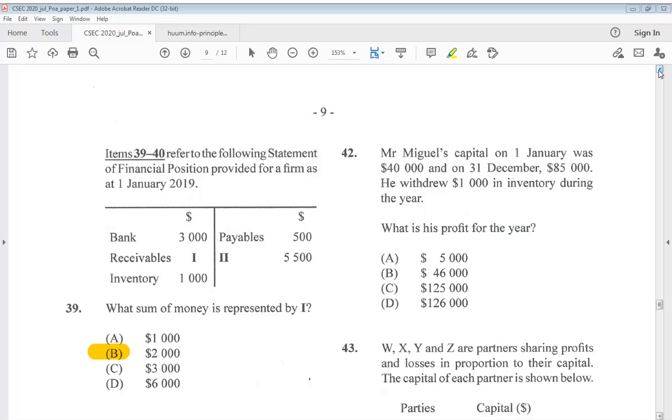Now, we know that on our debit side, it tells us that the capital was $40,000, and he withdrew $1,000 from that for inventory. So we deduct that from $40,000, and that's $39,000. And therefore, when we deduct $39,000 from $85,000, we are left with $46,000. So B is the profit for the year.